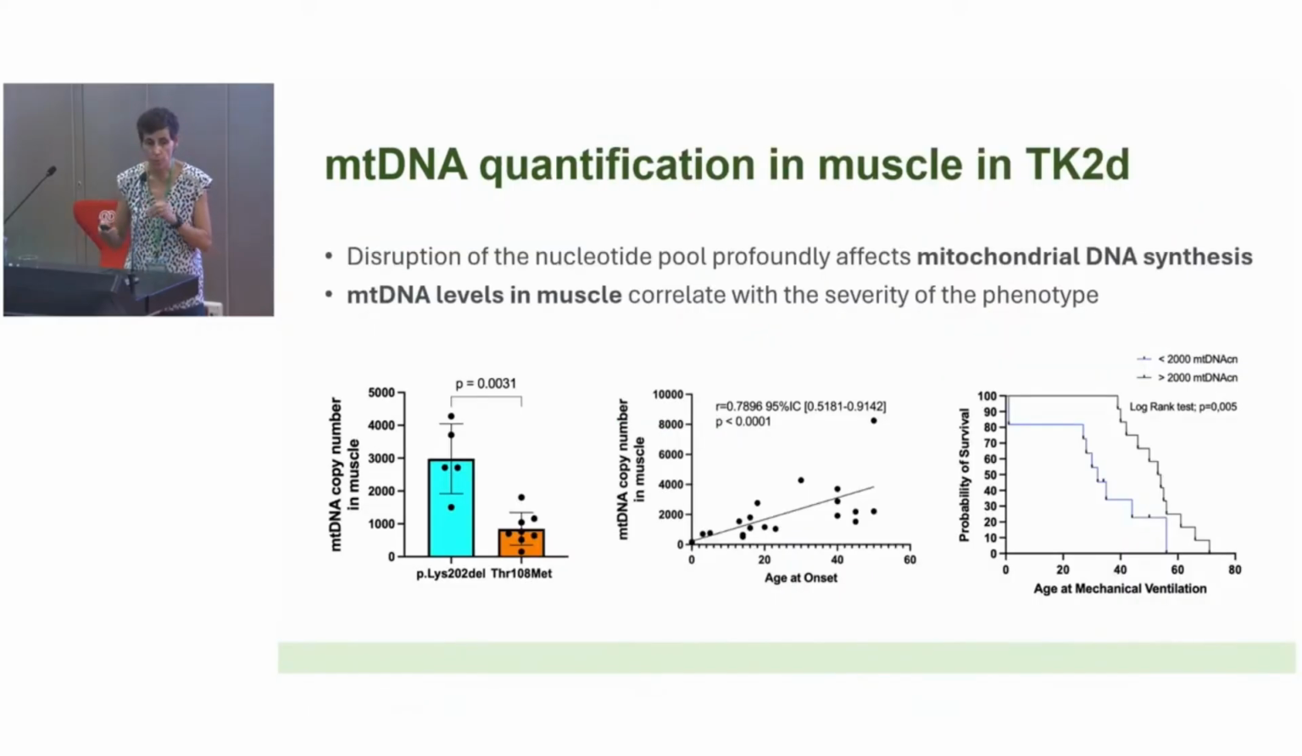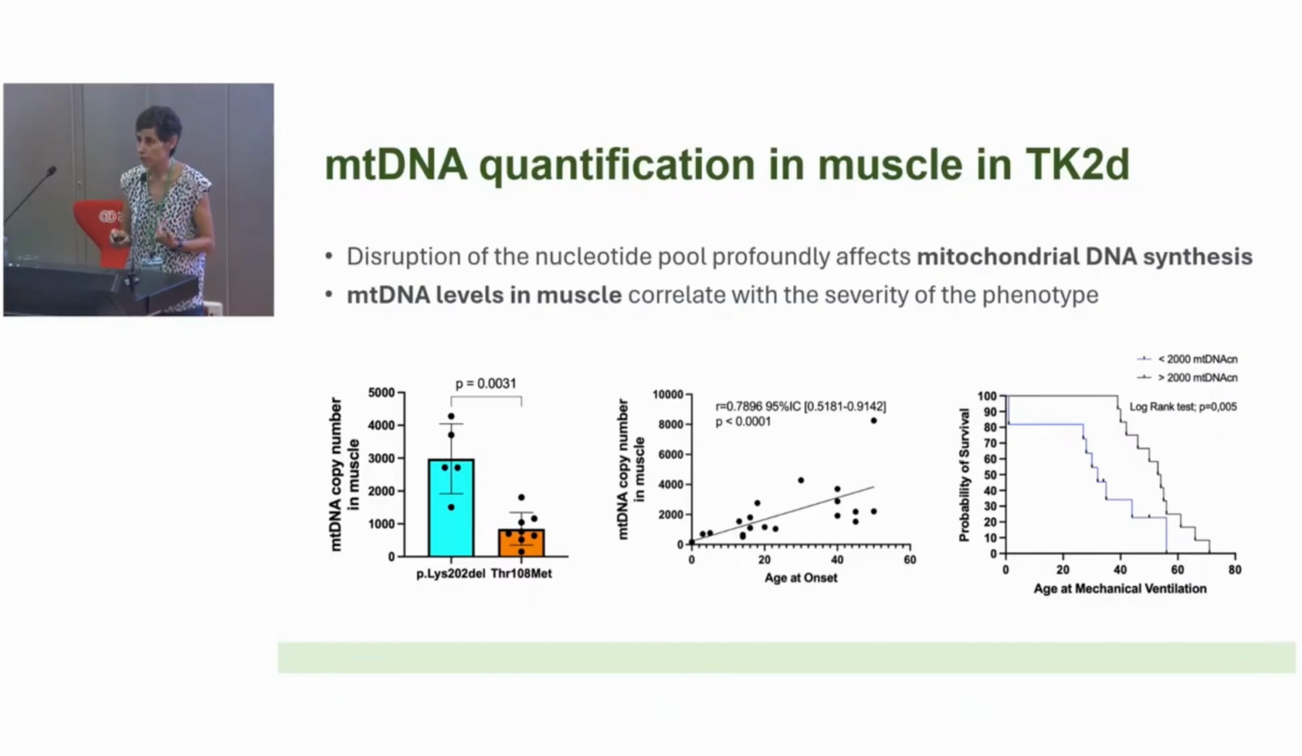But also in the subgroup of patients with TK2 deficiency, where we have studied this the most, we saw that the amount of mtDNA in the muscle is the best predictor of the prognosis of the disease. We saw that the amount of mtDNA can predict the age at onset of the disease and also the age at onset of the mechanical ventilation.